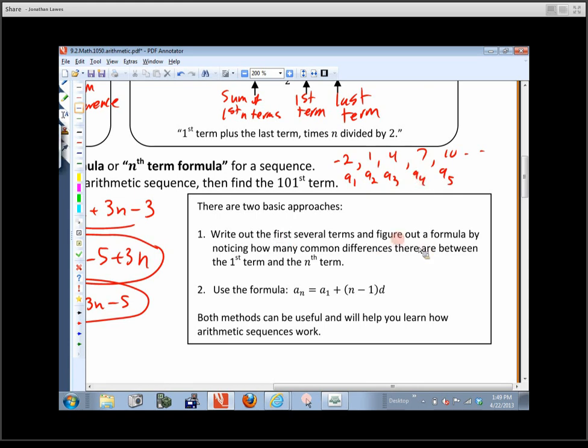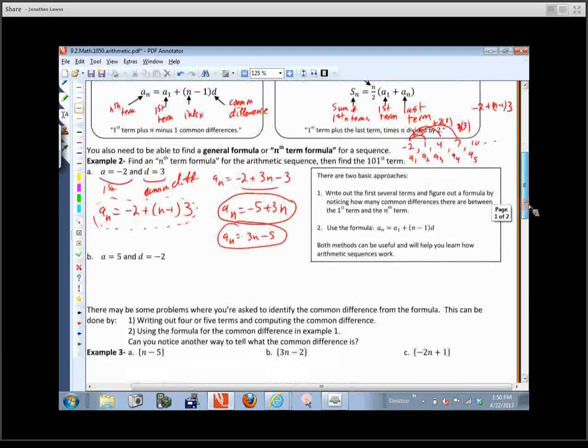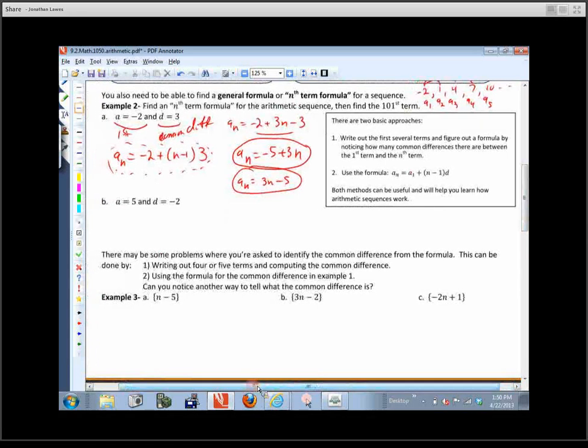So you could write out the first several terms, and find a formula by noticing how many common differences are between the first term and the nth term. If you were going to do this, this would be the easiest thing to do. Again, going back to the way we came up with that formula. Here's the first term, add 3. Here's the first term, add 2 times 3. Here's the fourth term, add 3 times 3. So the first term's -2, and then you're going to add n minus 1 common differences of 3. Okay? You kind of get to the same place either way. Again, we're getting to a point in math where if you try and think your way to the answer, in the long run, you're going to run into more difficulty.